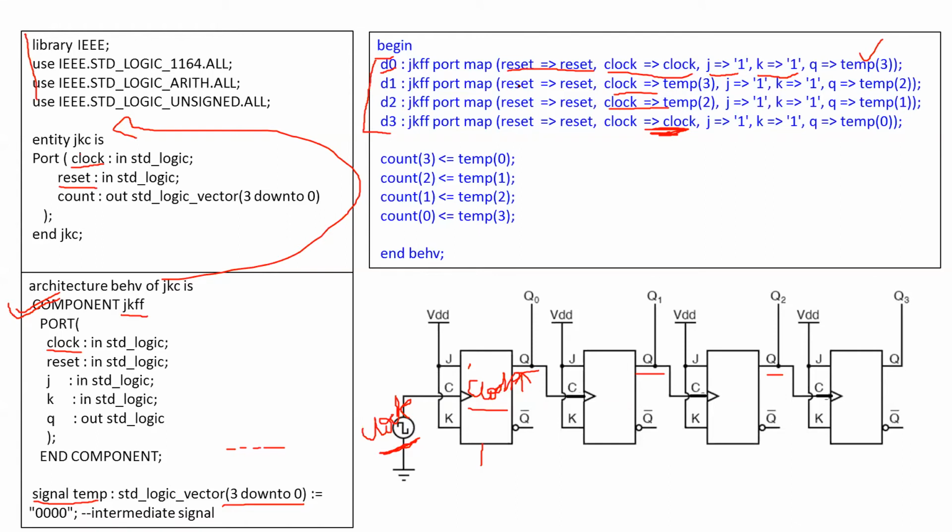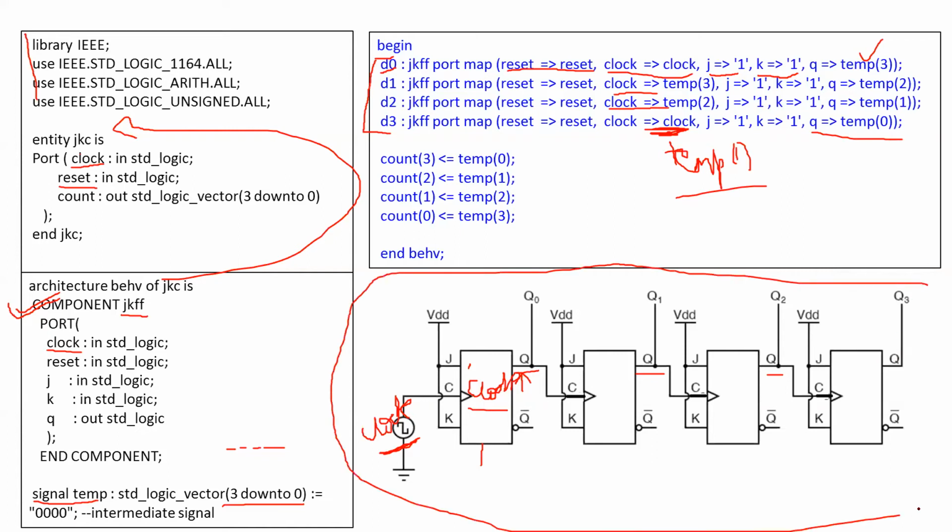I have written it wrong over here. By mistake I have written temp 0, so you make it correct. It should be temp 1. Then again J value, K value 1, and this final value Q is temp 0.